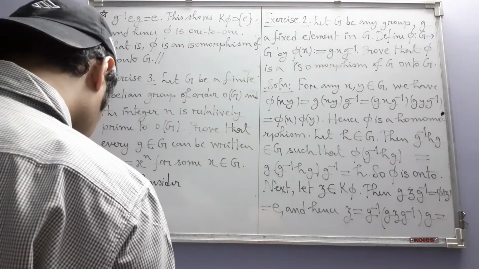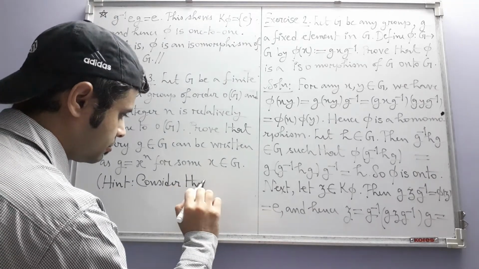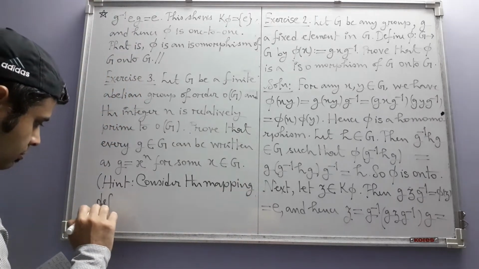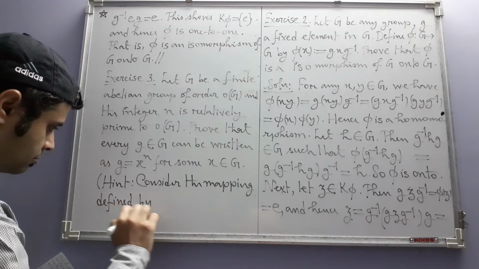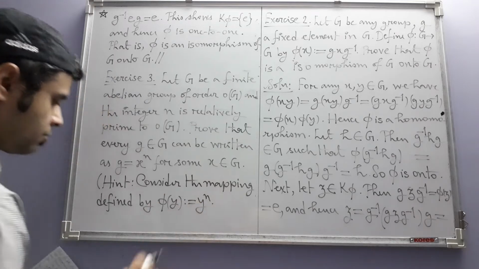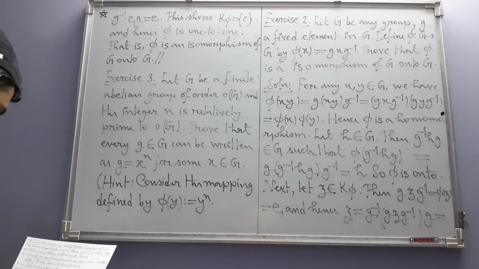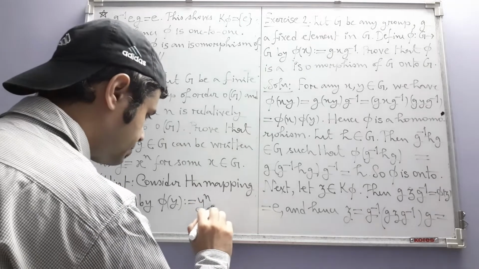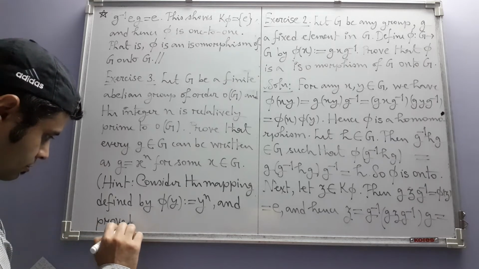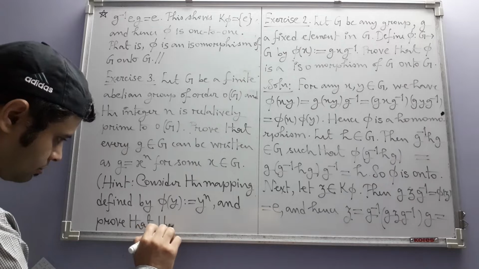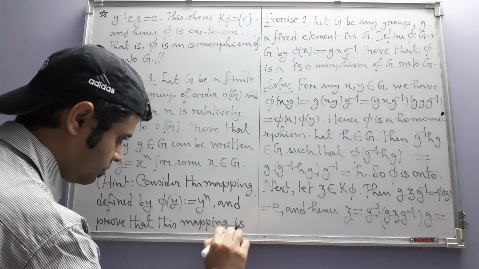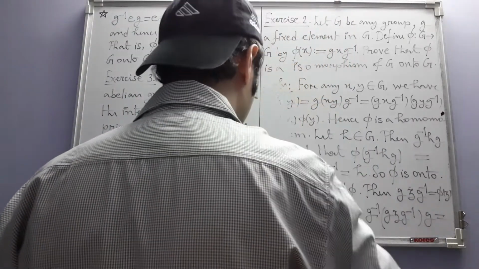Consider the mapping defined by phi of y equal to y to the power n, and prove that this mapping is an isomorphism.